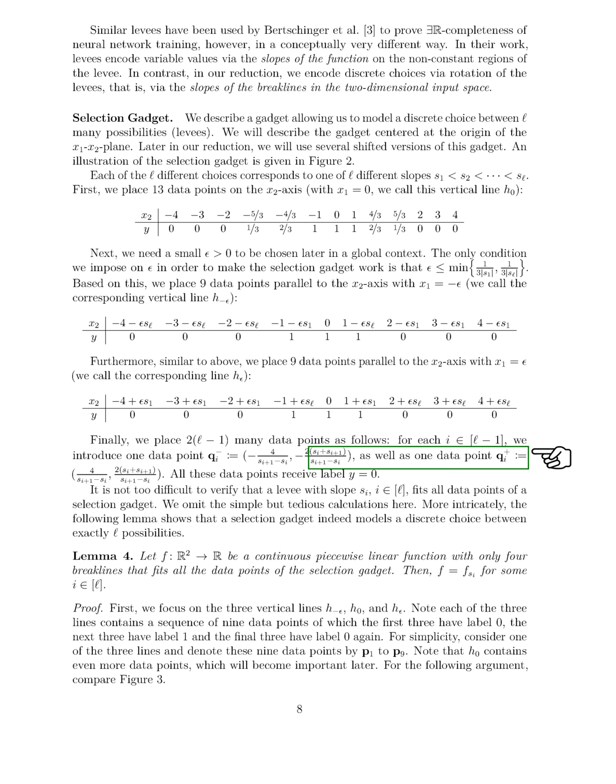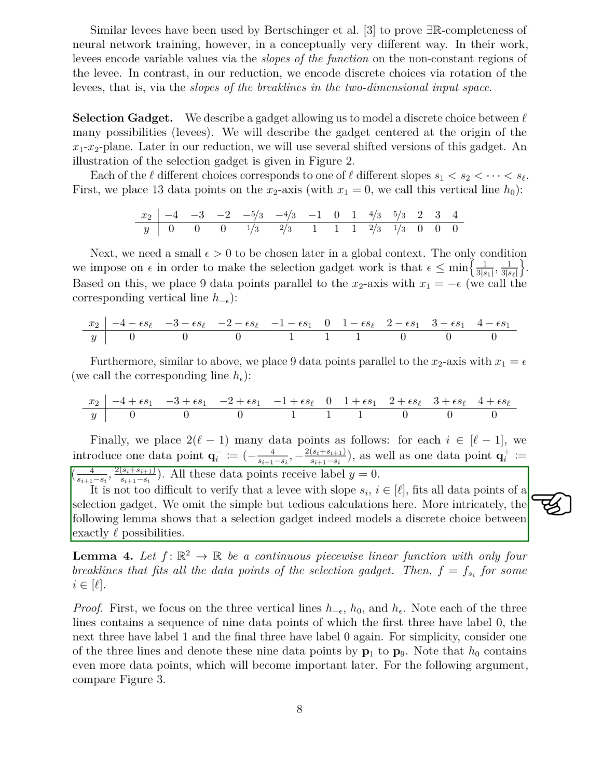All these data points are labeled with a y value of 0. It's not too hard to see that a line with a slope corresponding to any of the options fits all the data points of a selection gadget. We won't go into the calculations here, but they're straightforward. More importantly, the selection gadget does indeed simulate a choice between exactly the number of options we started with.